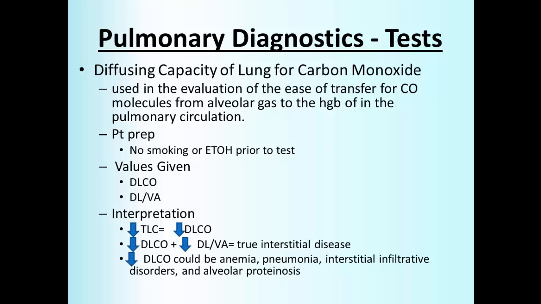The next set of tests we're going to talk about is the diffusing capacity of the lung for carbon monoxide, and this is that DLCO that I said we were going to hit on, which is the measurement of ease of transfer of carbon monoxide molecules from the alveolar gas to the hemoglobin of the red blood cells in the pulmonary circulation. A patient should refrain from smoking for several hours before the test. Alcohol vapors can also affect accuracy for some of the fuel cell types of carbon monoxide analyzers. Thus, alcoholic beverages should be withheld for at least 8 hours prior to the test.